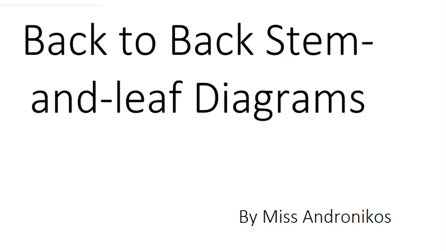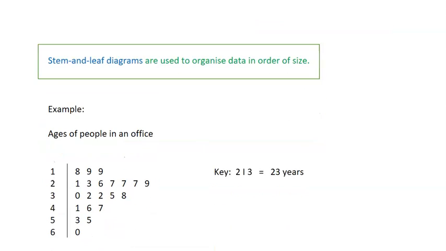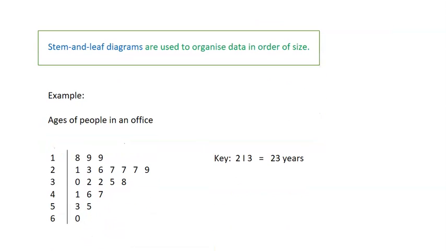To consider back-to-back stem and leaf diagrams, we must first consider regular stem and leaf diagrams, and they are used to organize data in order of size. Have a look at the example below.